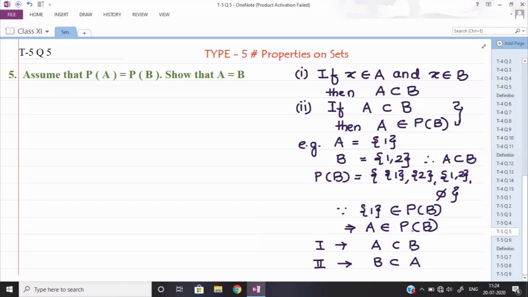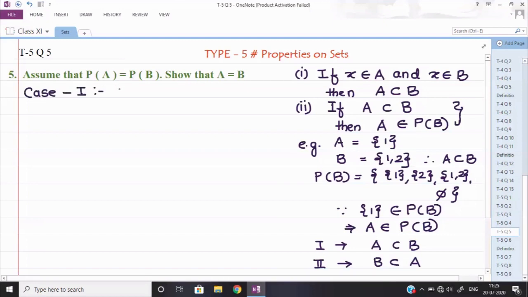So here we shall prove both parts: first A subset of B, second B subset of A. Then we shall compile both parts and come to the conclusion that A and B are equal. See, these many steps are there in this whole question. Let us see how we can implement it. First, I will write the first part as case number 1.